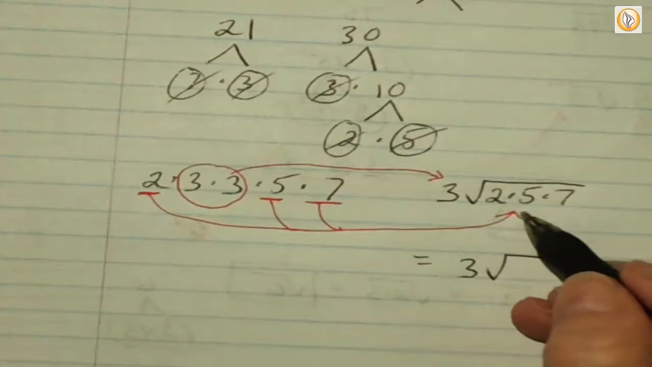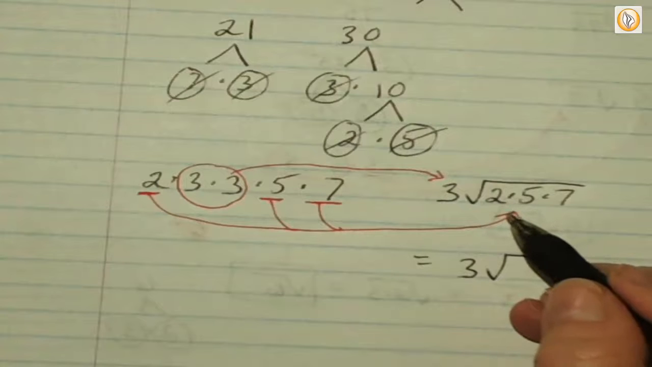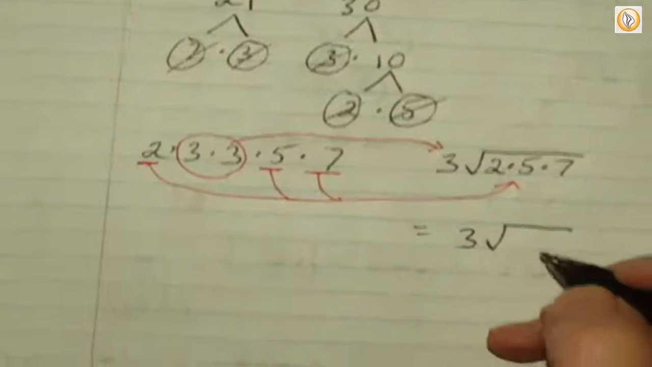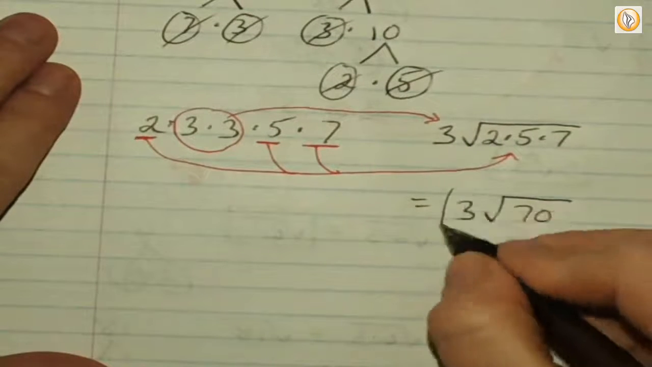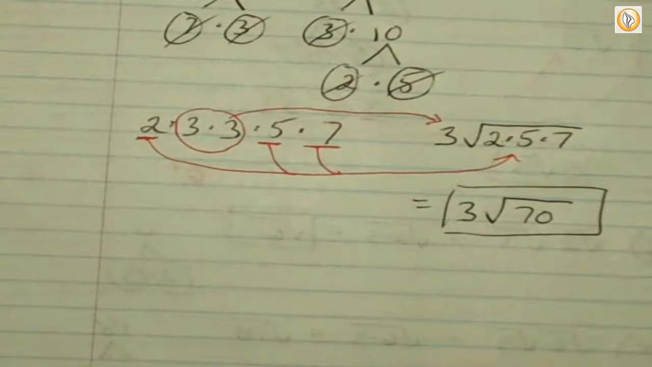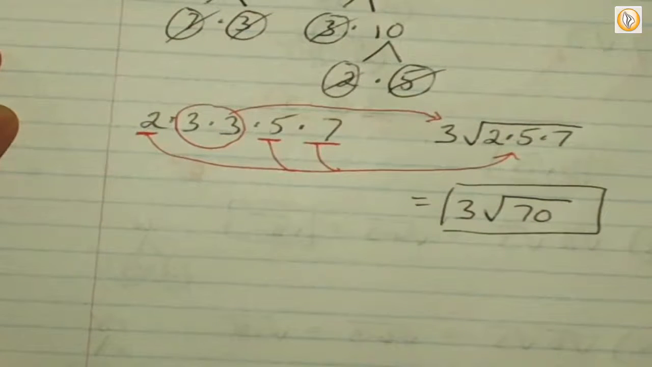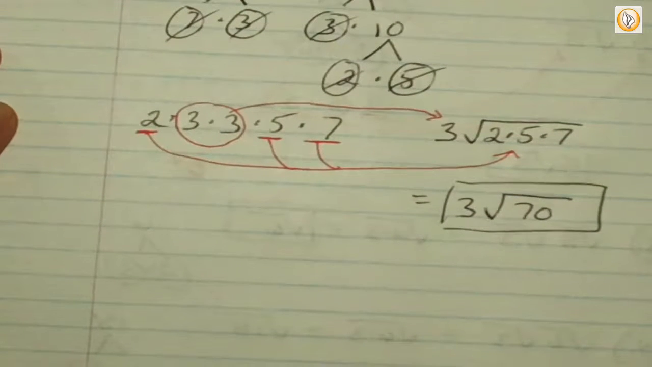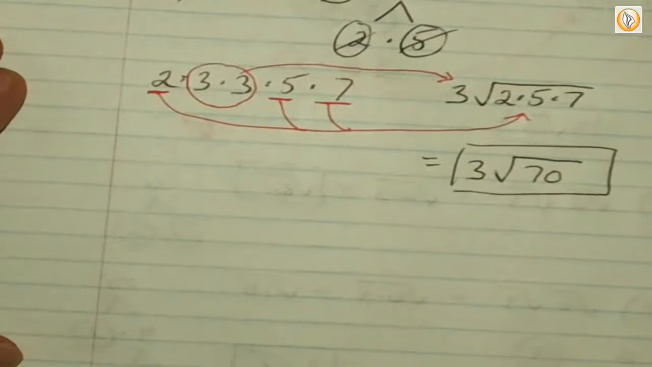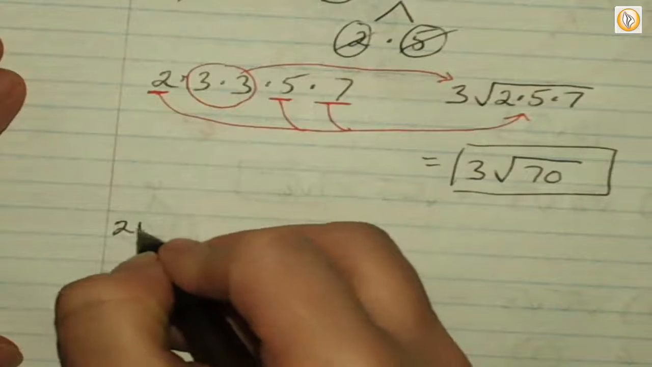And 2 times 5 is what, Aiden? 10. And 10 times 7 is? 70. And we have simplified it as far as we can go. Any questions? I got one more to do for the multiplication, then we're going to move to division.